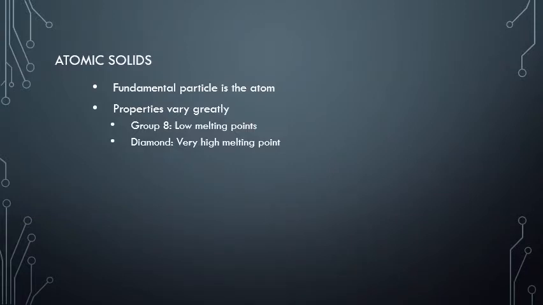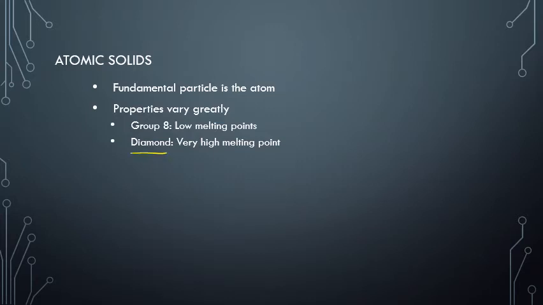And then when we look at the atomic solids, your fundamental particle is going to be an atom, but the properties are going to vary greatly. You have some found in group 8 that have very low melting points, and then you have others, such as diamond, that have very high melting points as a result. So it all depends on the nature of the bonds. Are they two-dimensional? Are they three-dimensional? That allows us to figure out the strength of these different atomic solids.